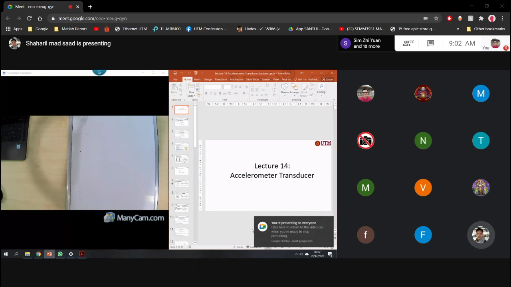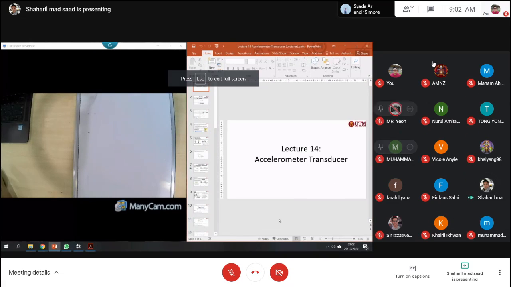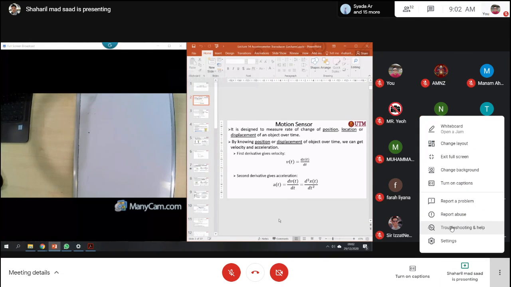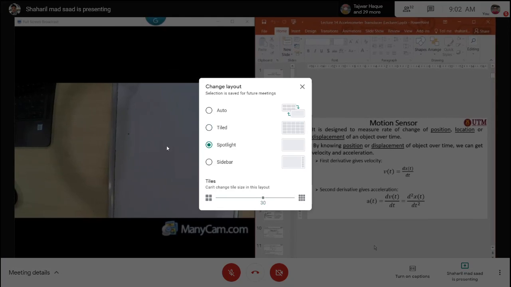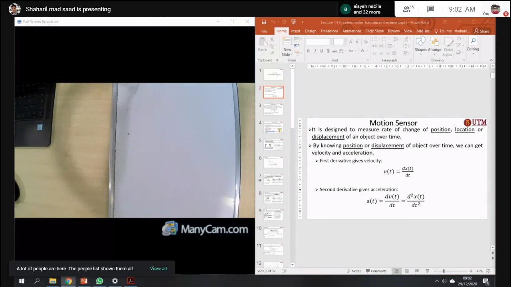Transducer is actually used to measure the acceleration. Okay, all right. Before we go further about the accelerometer transducer, let's look at the motion, because the acceleration is quite similar to the motion. Motion sensor, or we call it acceleration sensor, right? An accelerometer sensor is designed to measure the rate of change of position, location, or displacement.